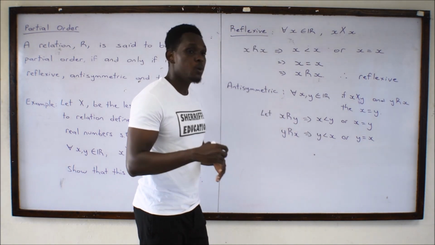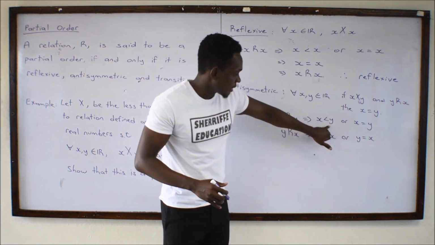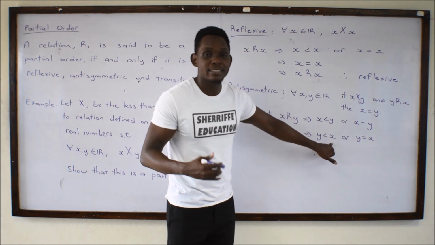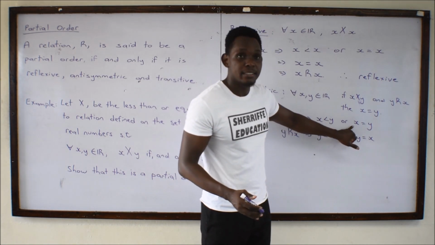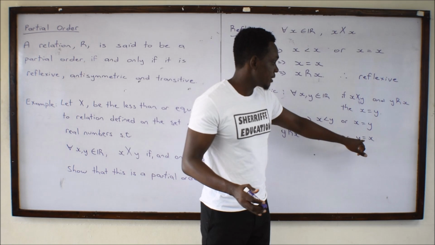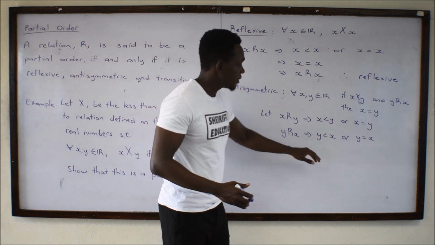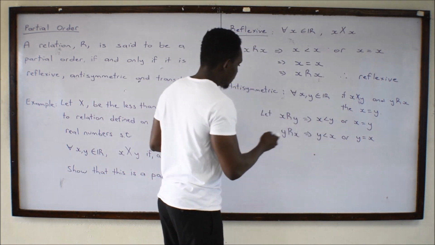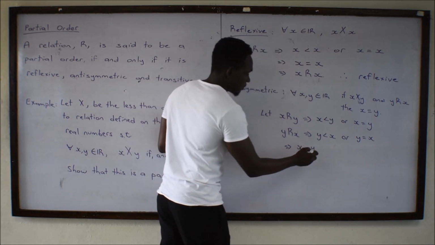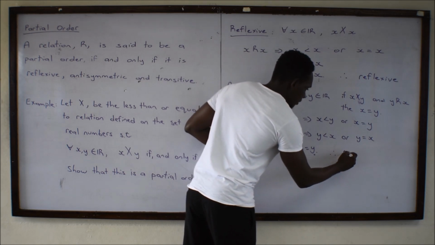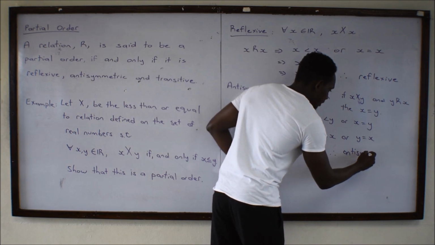Now, the only way that both of these are possible, because it is important for X to be less than Y and Y to also be less than X, right? So the only way that this is possible is if X is equal to Y. X being equal to Y is the same as Y being equal to X. So the only way that these two are possible is if these two are equal. So therefore, this relation is antisymmetric.